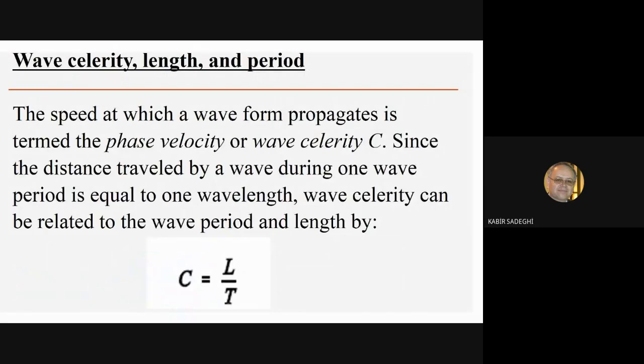Therefore, we can say that the speed at which a wave form propagates is in turn the phase velocity or wave celerity, which is shown by capital C. Since the distance traveled by a wave during one wave period is equal to one wavelength, wave celerity can be related to the wave period and wavelength by the following equation, that is C, celerity, equals L over T.